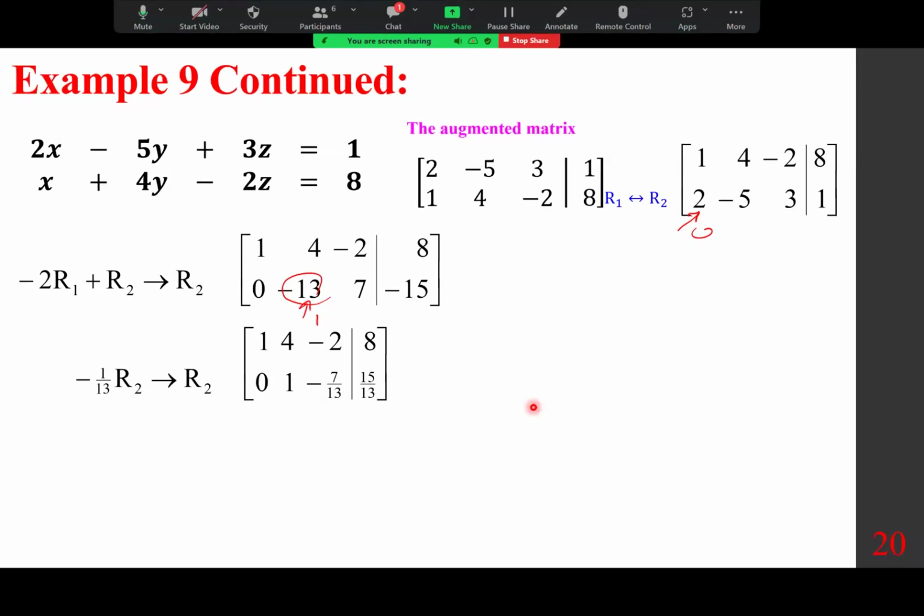Just the way it is, I'm going to put the columns X, Y, Z. Therefore, we have x plus 4y minus 2z equals 8. This is 0x, so you don't have to write it. y minus 7 over 13 z equals 15 over 13. Now, this is the equation you're supposed to solve.